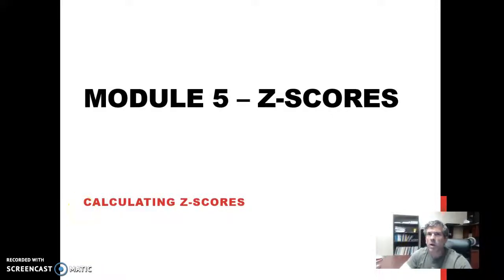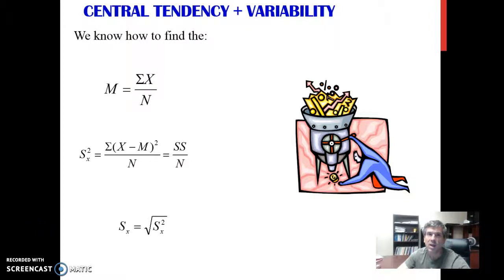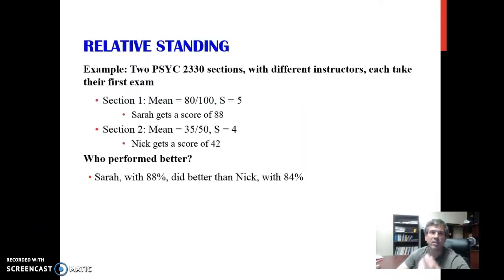All right, folks, welcome back to our discussion of z-scores and the role that they play in our understanding of distributions of scores. So, again, to recap just a little bit from the previous piece, we are taking our descriptive statistics that we covered in our previous two modules, our measure of central tendency, the mean, and our measure of variability, the standard deviation, and we are putting them together to essentially standardize this idea of relative standing.